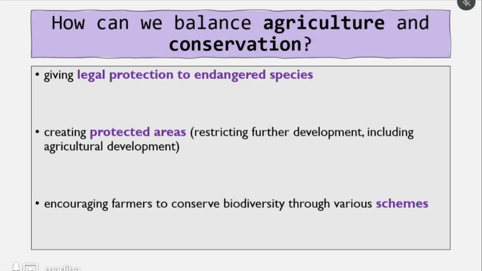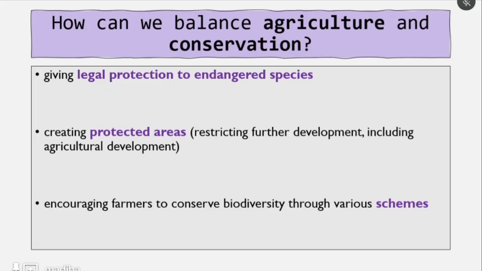And the last thing, there's a specific example in the CGP textbook, and I was going to include it, but it's a bit outdated because of Brexit. They changed the name of schemes, they changed everything. But essentially, encouraging farmers to conserve biodiversity through various schemes.